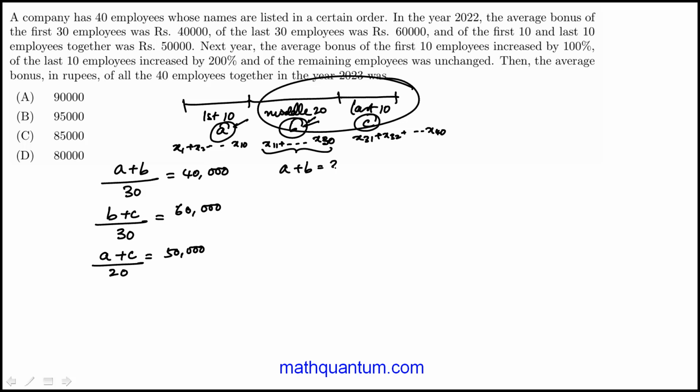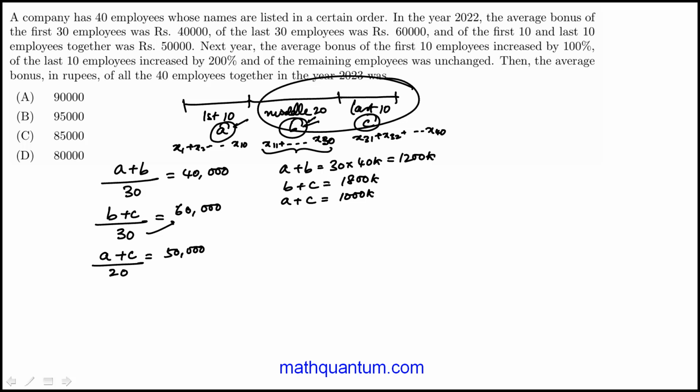So A plus B is 30 times 40K, or 1200K. I don't want to be writing all the zeros. And then B plus C, if I multiply this, would be 1800K. And then A plus C is 1000K. So I can now solve for A, B, and C.